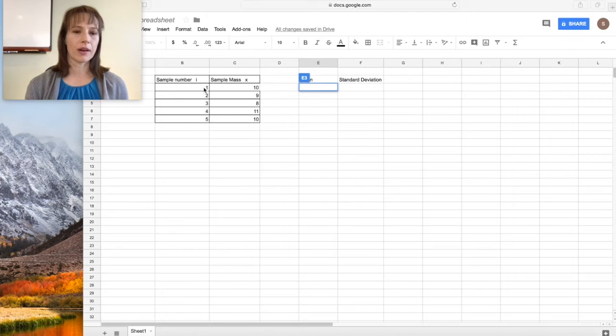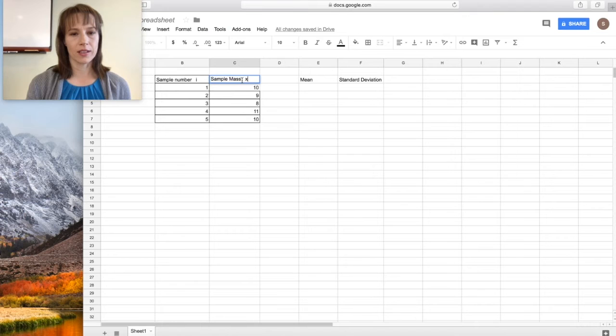So for the sample number, again, we use the notation i for sample point 1, 2, 3, 4, 5, and then the actual value itself we used as x. So this is sample 1. We measured 10 grams. And actually, I'm going to add this because we should always have units. There should always be units in our tables and calculations. We want to keep track of units.